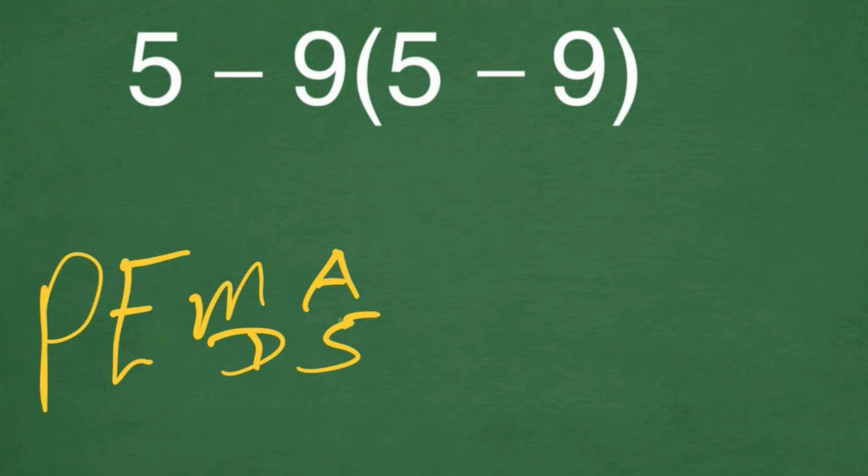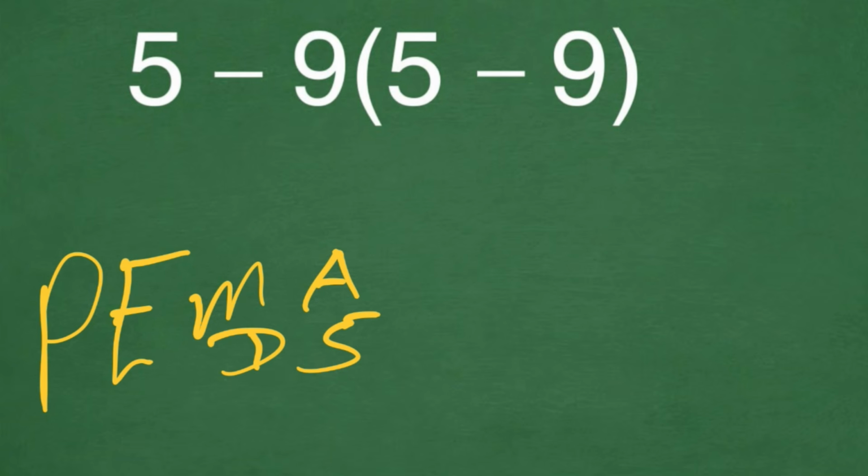so according to the rule, P stands for parentheses, E stands for exponent, M and D stand for multiplication and division, A and S stand for addition and subtraction. So according to this rule, the first thing to solve is parentheses, and then exponent, and then multiplication and division, and finally addition or subtraction.